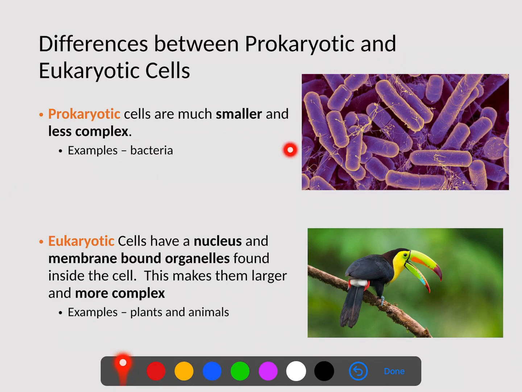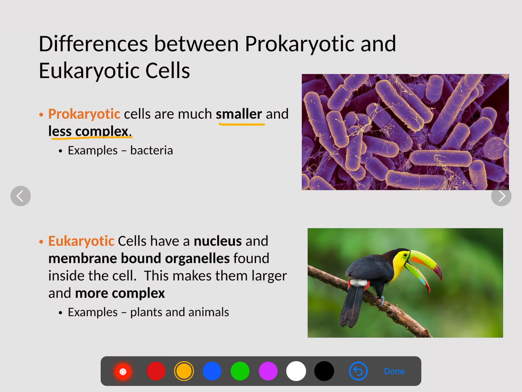Now, this is a blown up picture, of course, but bacteria are microscopic. They're so tiny that we need a very, very powerful microscope in order to see them. Now, prokaryotic cells are smaller. I'm going to highlight these. They're smaller as well as less complex. Again, remember from the last picture, they're much more simple.